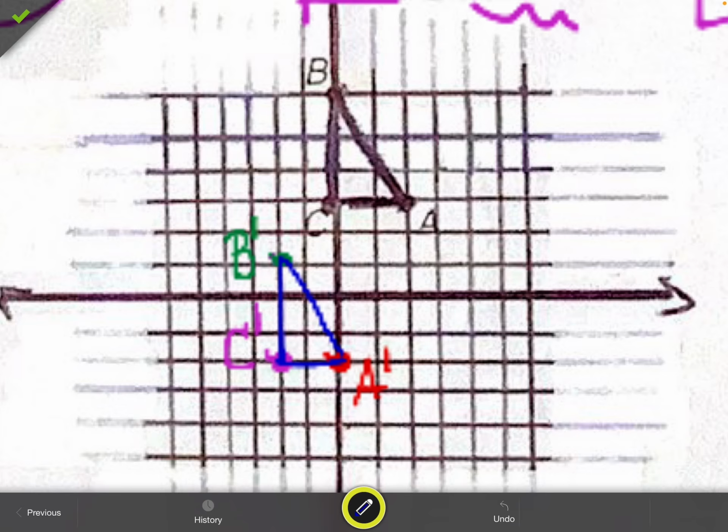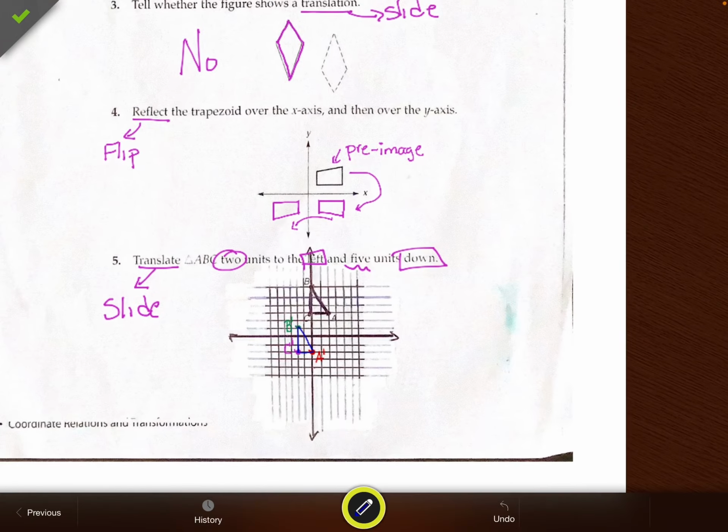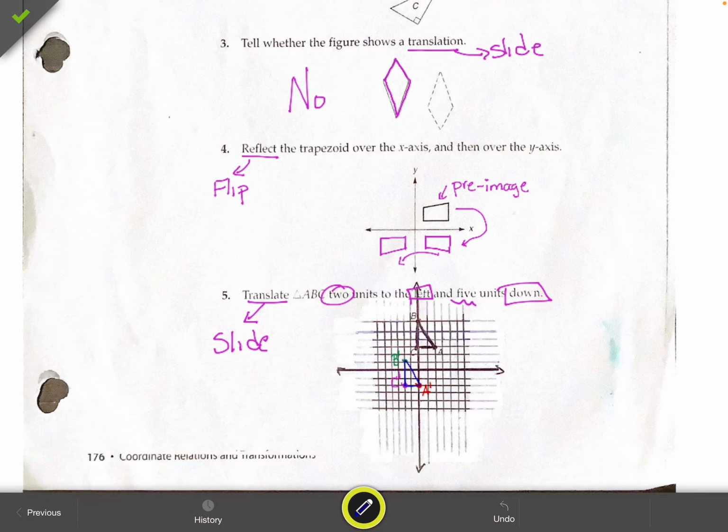Okay. We translated triangle ABC, 2 units left, 5 units down, and we call it A prime, B prime, C prime. Just the prime is there to show you that we transformed it in some way. So make sure you know your keywords. Translation is slide, rotation is turn, reflection is flip, and dilation means make bigger or make smaller.